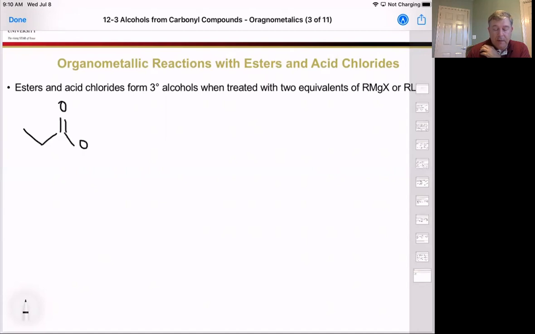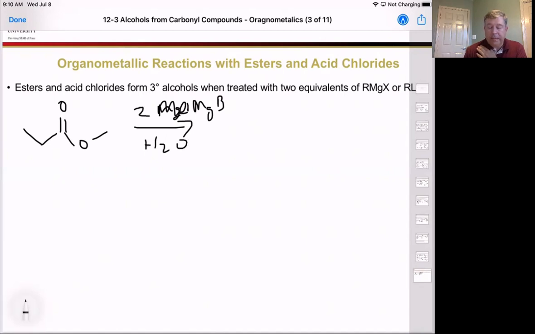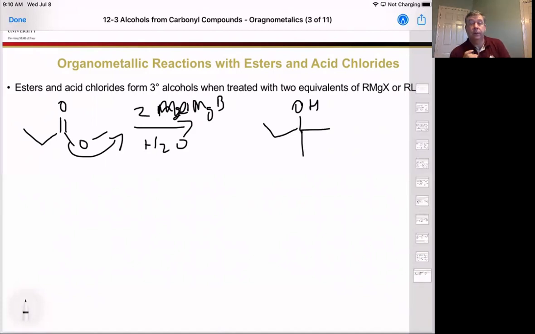So let's look at our methyl propionate here. If we react it with two equivalents of methyl magnesium bromide, and then we quench with water, what we'll end up with is adding two groups there and removing the alcohol portion of the ester. So we'll end up with our tertiary alcohol plus our two methyl groups added on plus the original ethyl group we started with.